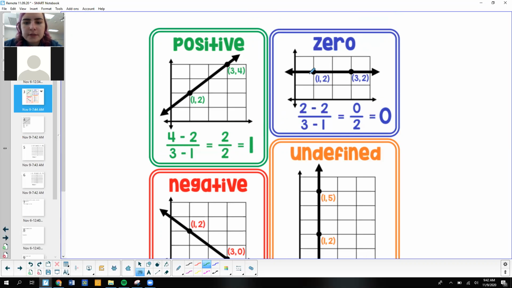A zero slope is where you're noticing the same y value. So it's just going to be a flat line. That's going to be a zero slope.